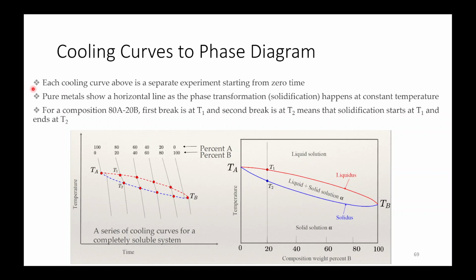Now each cooling curve above is a separate experiment starting from 0 time, and pure metals show a horizontal line as the phase transformation, solidification, happens at constant temperature. And for the composition 80A and 20B, first break is at T1 and second break is at T2, which means that solidification starts at T1 and ends at T2.